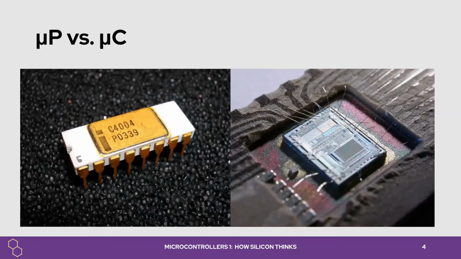Here we've got two pictures. On the left is a microprocessor, the Intel 4004. And on the right is a microcontroller. You can see that the microcontroller has a lot more. You can't really see the silicon in the microprocessor, but you can see that the microcontroller's die has a bunch of stuff in it, lots of different sections. Those correspond to the CPU, the RAM, and the peripherals. They'll all be housed on the separate segments that you see.